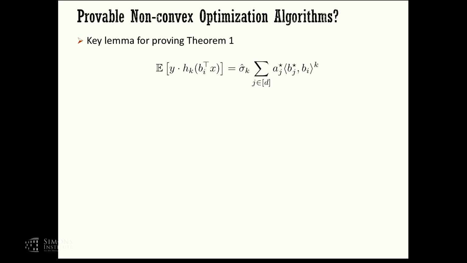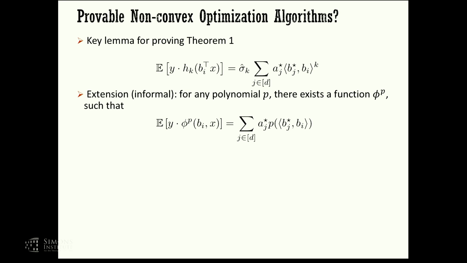But the thing is that we have some weighted sum of some power of the inner product between bi star and bj star and bi. And you can extend this formula a little bit. This doesn't have to be a power; for any polynomial here, if you replace the kth power by a polynomial, you can find another function phi p so that this formula is true.